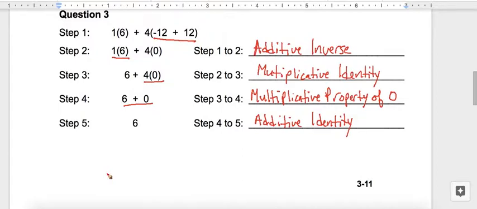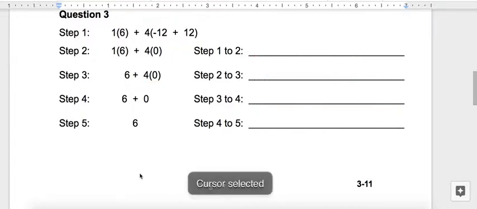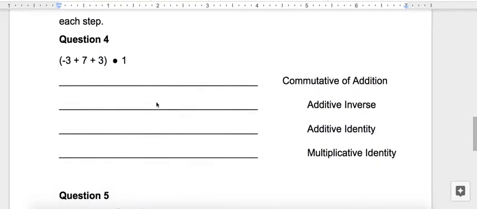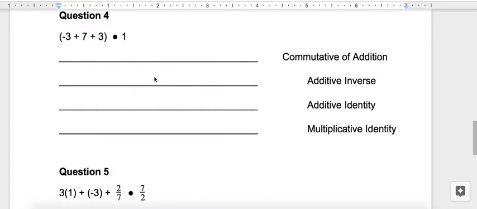Okay, now turn the page, and now on the back side, I'm going to give you the property to use, and we're going to have to follow order of operations using that property. So go ahead and turn the page. And we're going to look at question 4 here. So it says use the commutative of addition here.